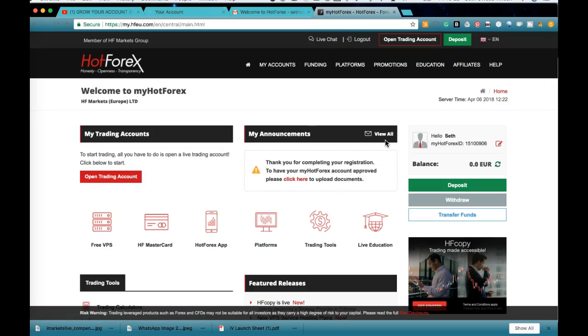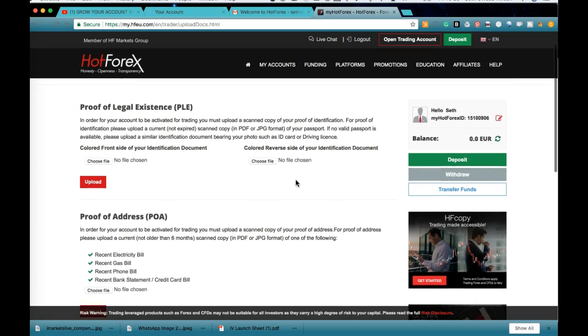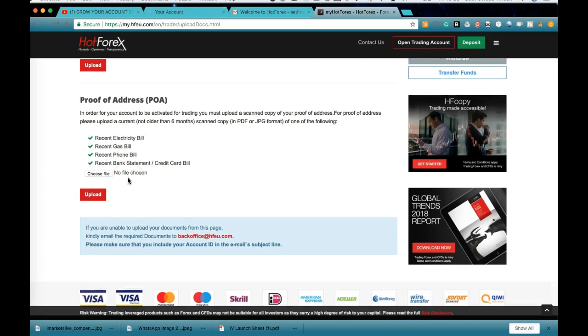So now, once that's done, the final element of the registration process is to submit proof of legal existence. Are you a real person and where do you live? Any form of acceptable ID would be a passport, picture under the photo section of your passport, driving license, any form of acceptable national ID. And in terms of proof of address, these are the documents that they would accept, and we're looking for documents that are not older than 6 months.